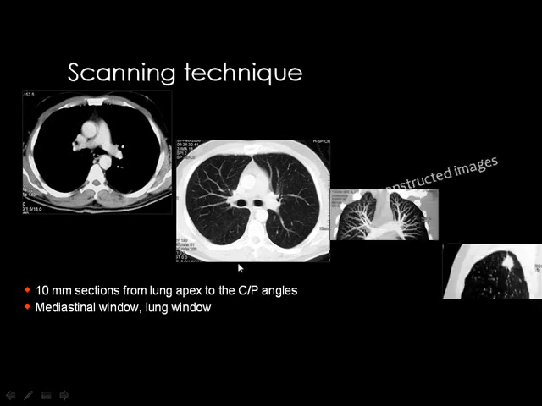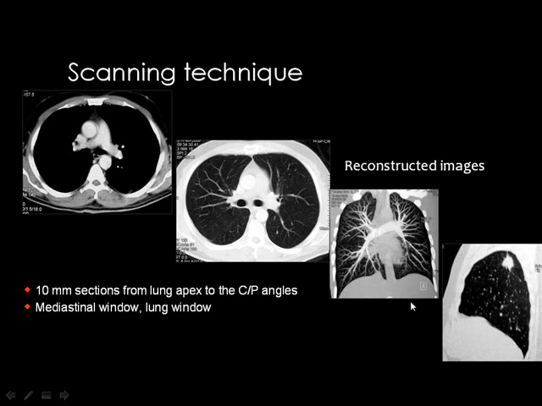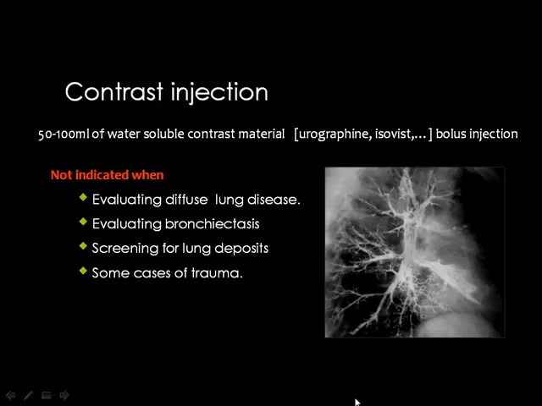If we have one of the recent machines, we can order the machine to reconstruct these transverse sections into vertical sections. The vertical sections may be in the coronal plane or in the sagittal plane, as you can see. This is available nowadays, and it takes no time at all to perform these reconstructed images, which are very helpful in the diagnosis of intrathoracic pathology.